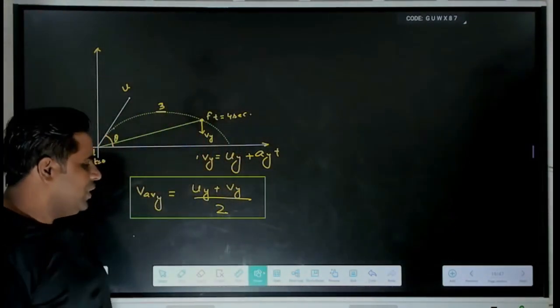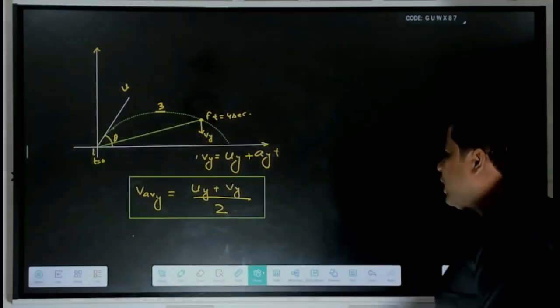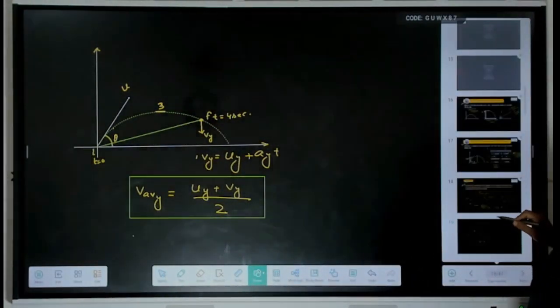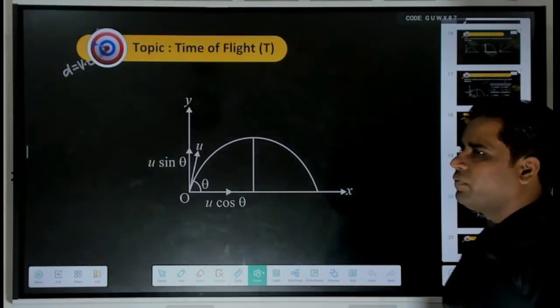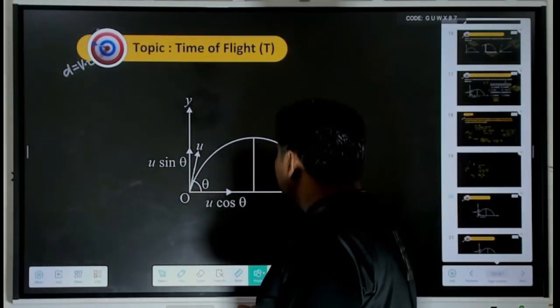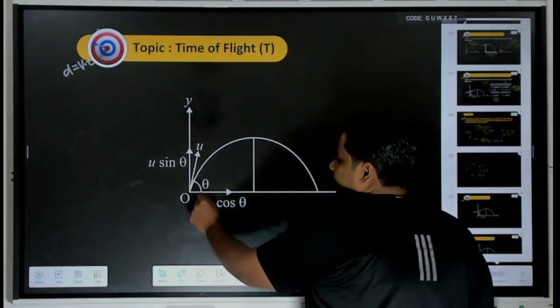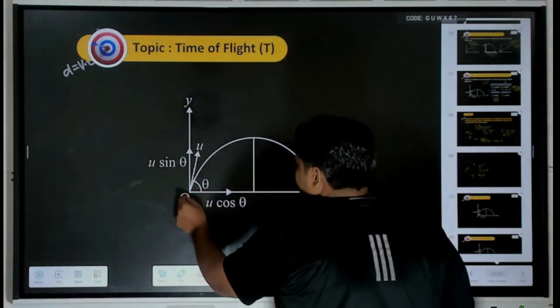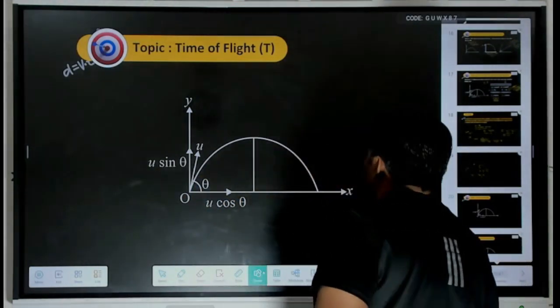Yes. So let us move to the next part of the chapter, where we are going to find out the time of flight. What is time of flight? Students, we are talking about the time at which the object, projected from the initial point, comes to the same horizontal level. That time is called time of flight.